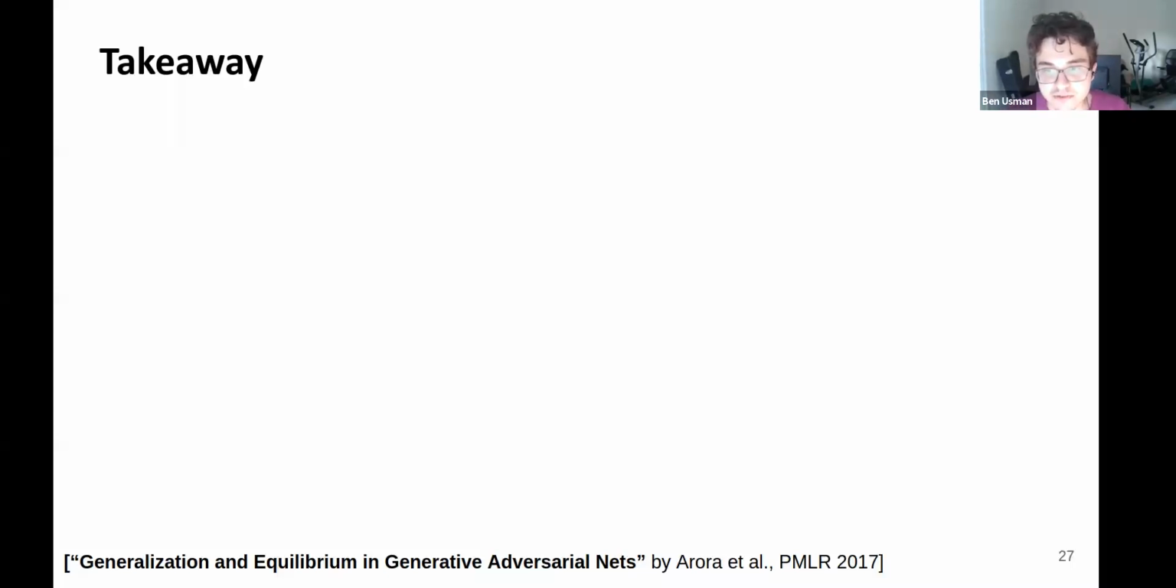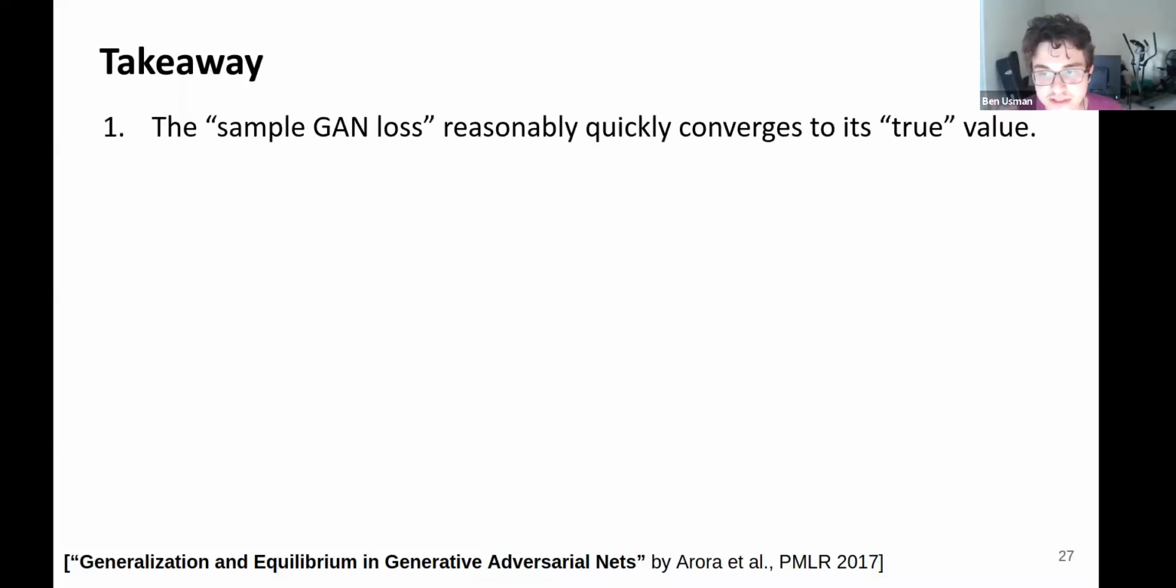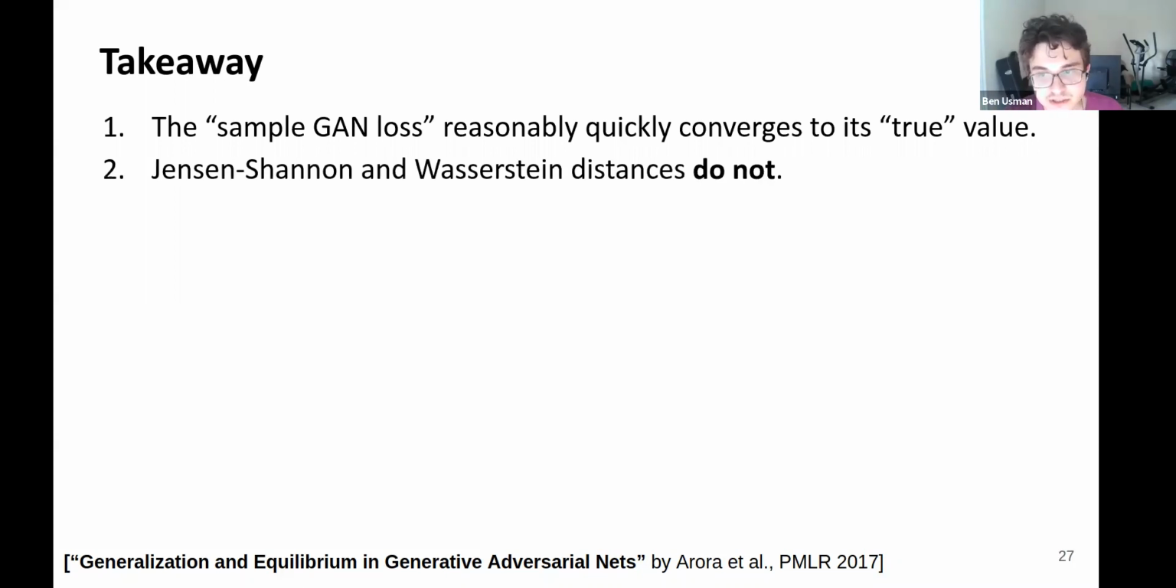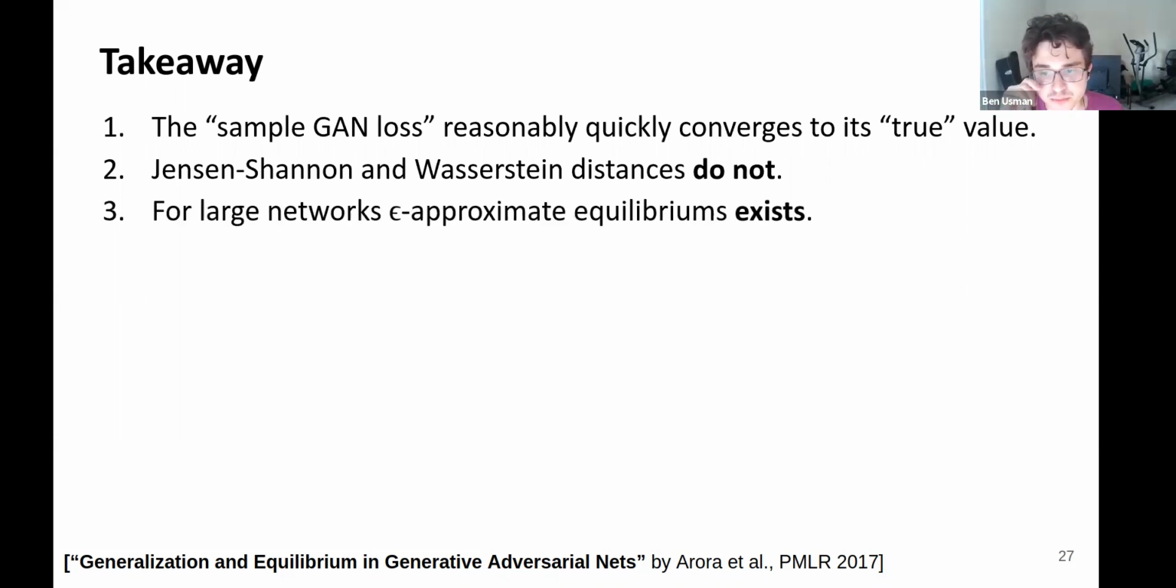So the takeaway from this paper can be summarized as follows. First of all, estimating GAN losses with neural discriminators directly from samples does make sense statistically speaking, whereas doing the same for Jensen-Shannon and Wasserstein distance in fact does not, or would require much more data. And while the true equilibrium is most likely unattainable by our finite capacity generators, we can get arbitrarily close with enough data and large model sizes.